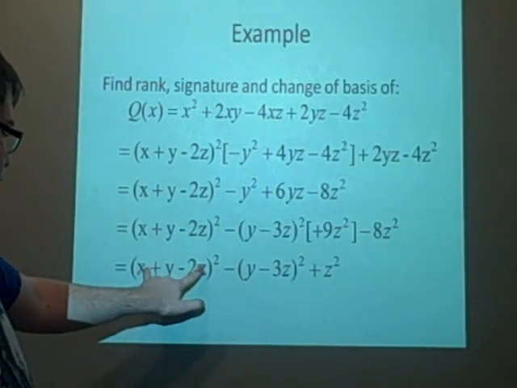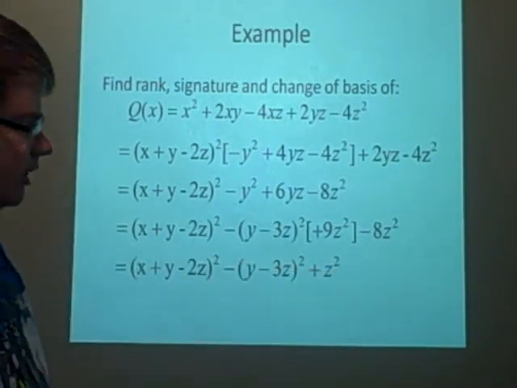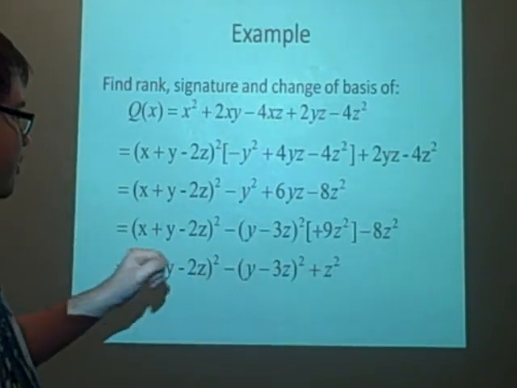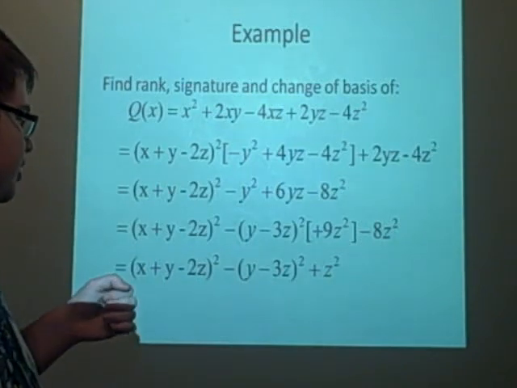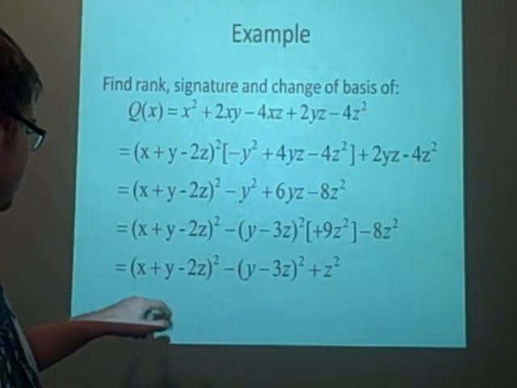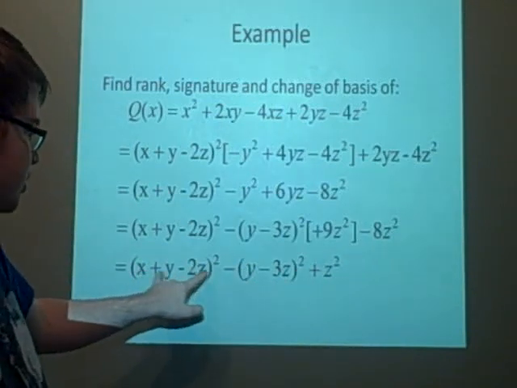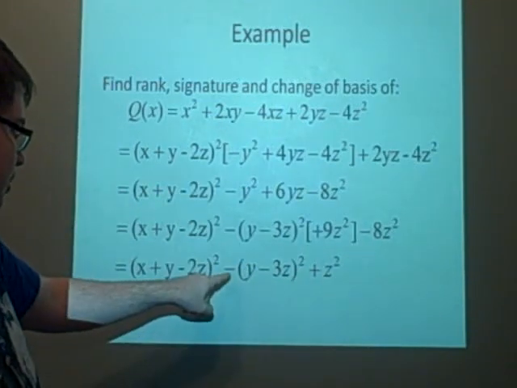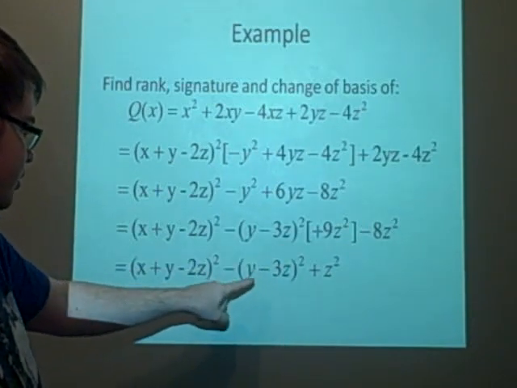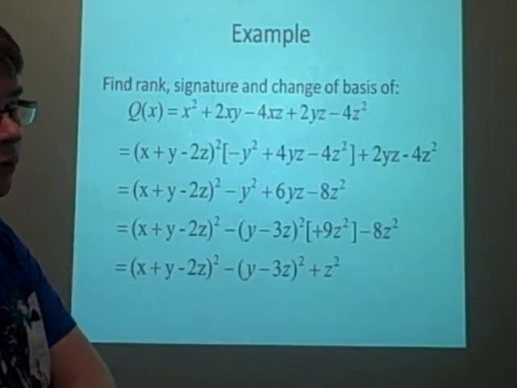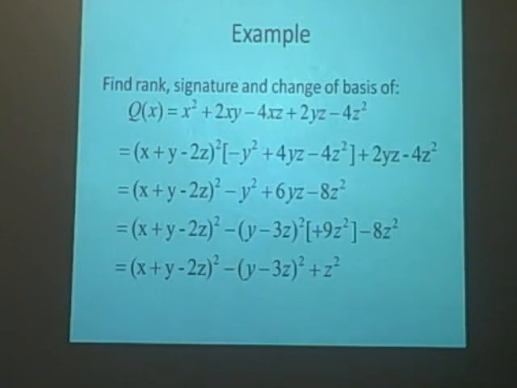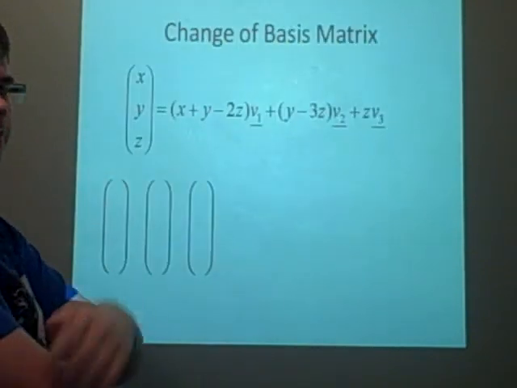So this 9z plus minus the 8z gives us just normal z squared. So we've got 3 squares. If we want to find the rank, we have to add up the total number of squares. So the rank is 3. And the signature, we've got 1 positive, 2 positive, and we want to subtract our negative ones. So the signature is 1.